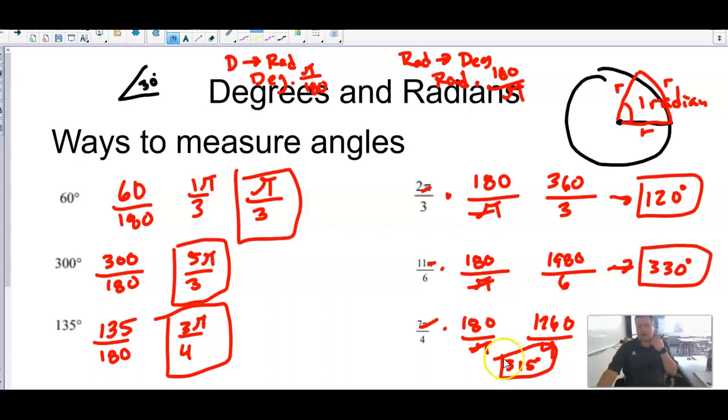So that's what a radian is, and that's how you convert it. That's what we're looking for today, and you've got to convert from one to the other, just ways to measure angles. We're going to use this a ton in this next unit.